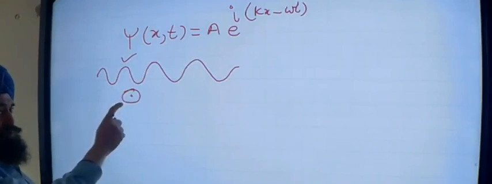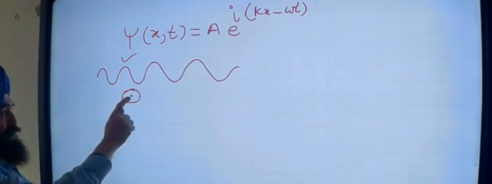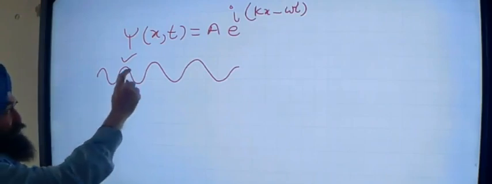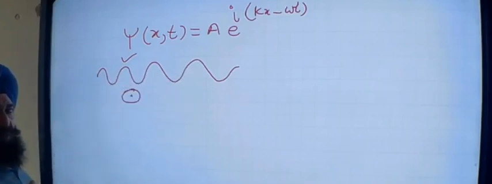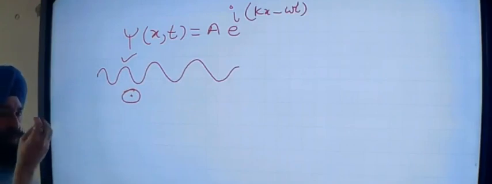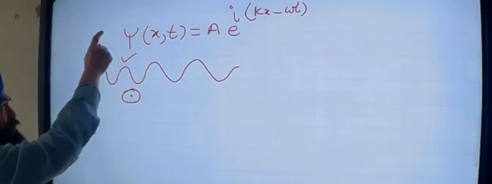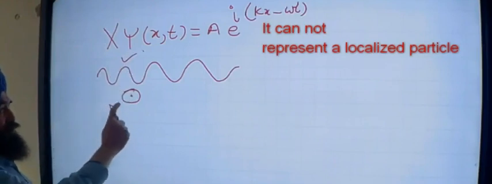Because when we talk about a matter wave, then a material particle is having probability in some way. But if this is a probability wave which is in the whole universe, that means the probability of the particle is everywhere, or you can say it is nowhere. So that means this is a limitation of this equation. It cannot represent a free particle.